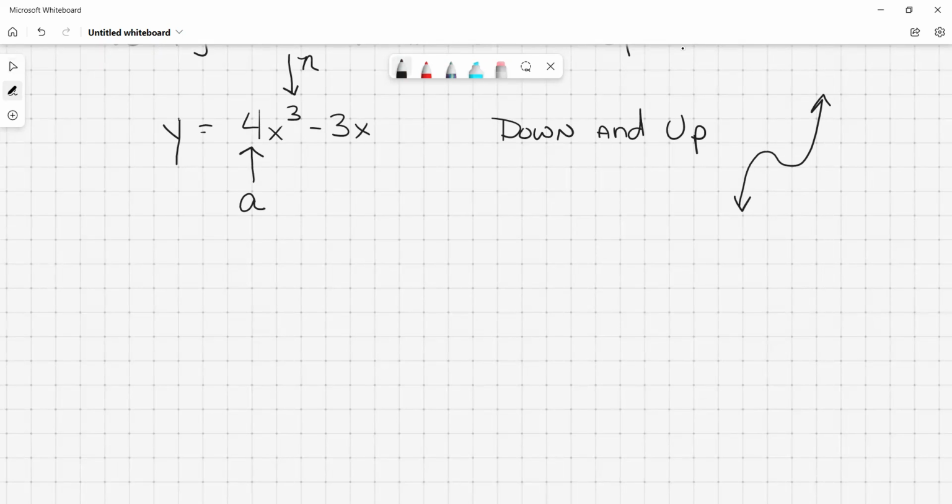Let's say we get y equals negative 2x to the fourth plus 8x to the third minus 8x squared plus 2. Nothing matters after the first term, does it? No. You just have to make sure that the leading term has the highest exponent. So now we've got an a that's negative, and we've got an n that's even. Down and down.